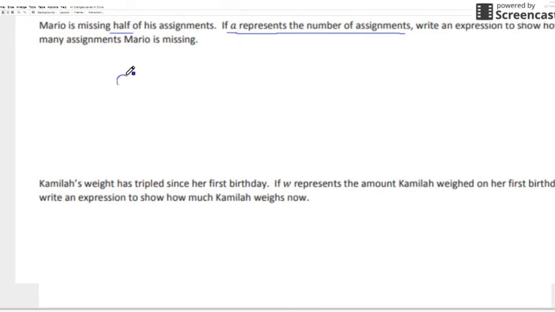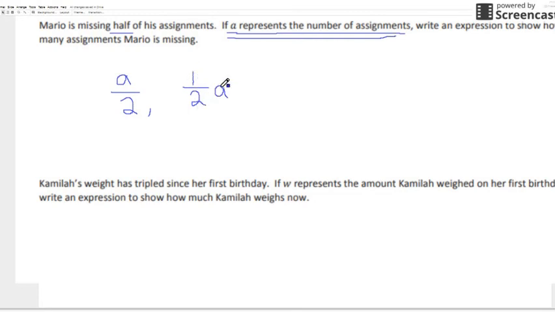First, we're letting A represent his assignments right here. And to show half, we could simply divide it by 2. This is one way of representing the situation. The other way to show a half is just simply by a half. And since we have a half, we're actually multiplying it by A. So this is 1/2 times A. So there's two different ways of showing this.